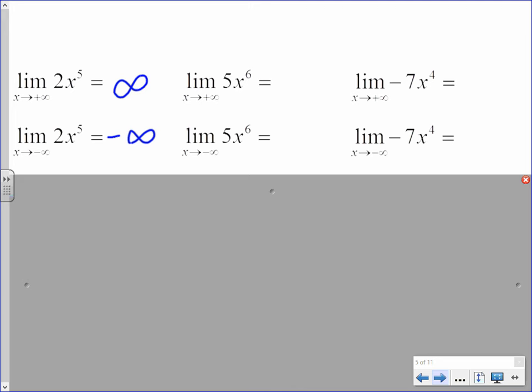Do you remember last year how you wrote, like, as x goes to infinity, f of x goes to infinity? You remember writing that? You basically were doing limits last year, you just didn't know what they were.